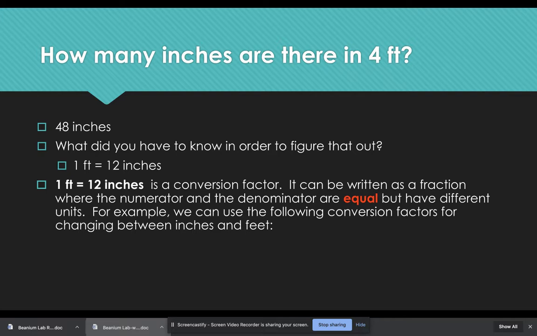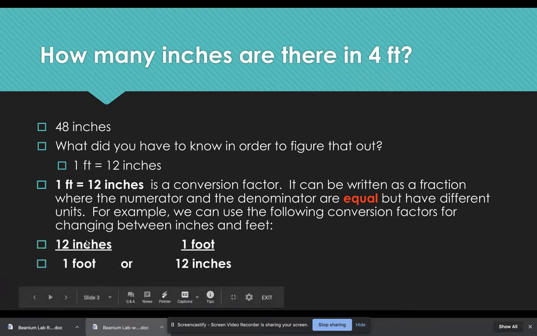It's written as a fraction where the numerator, which is on top, and the denominator, which is on bottom, are equal to each other, but they have different units. For example, we can use the following conversion factors to change between inches and feet. We might have 12 inches over 1 foot, see how it's divided there, or we can have 1 foot over 12 inches. And what you notice is that they are just flip-flop of each other.